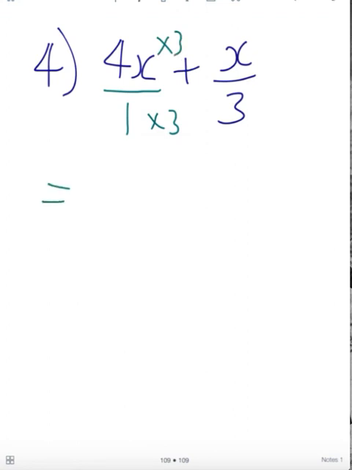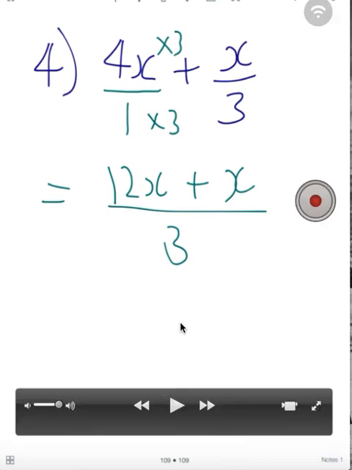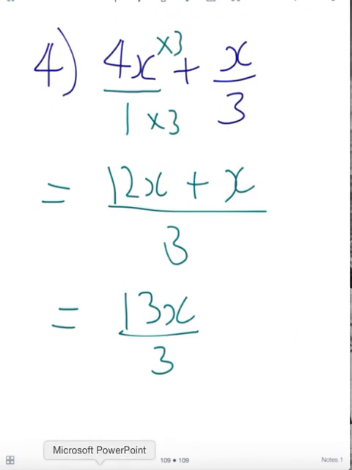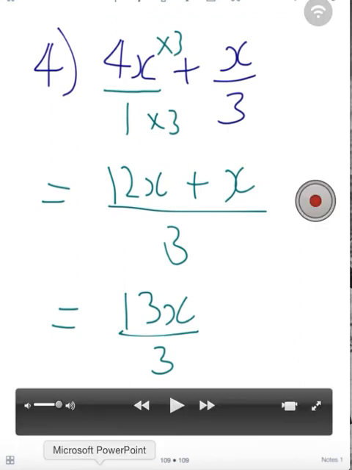So I now have, well, 4x times 3 is just 12x, and it's all over 3 plus the x on top, okay? And now I can simplify my 12x and my x. So I now have 12x plus x is simply 13x over 3. Check and see, can we simplify anything else if it comes up? No, we can't. So we stop there. Don't turn it into a mixed fraction. Just leave it as an improper fraction because we have an x sitting there.